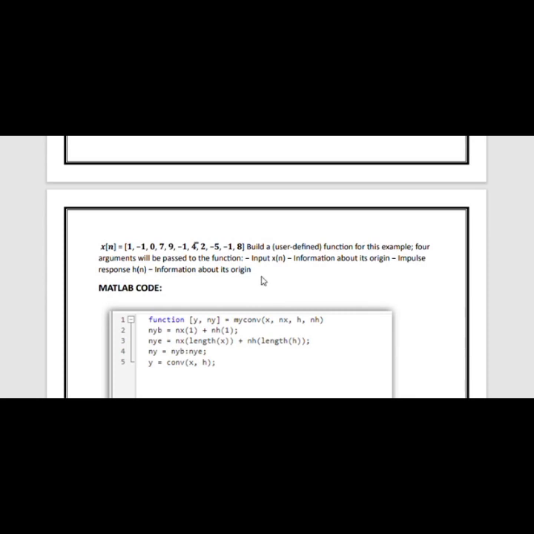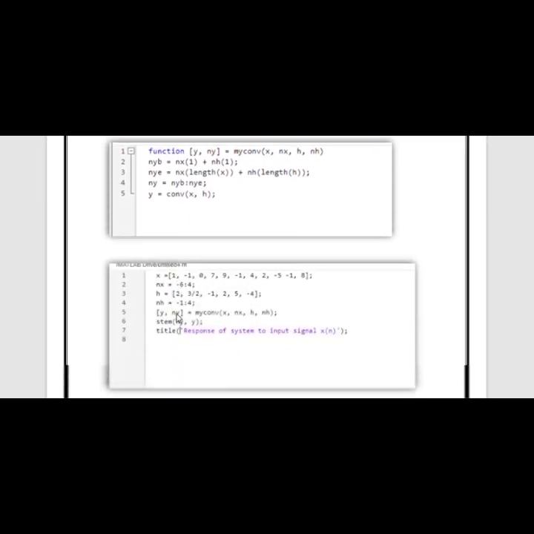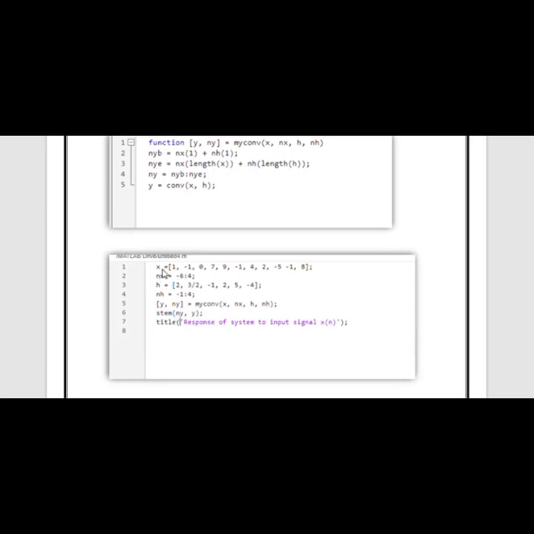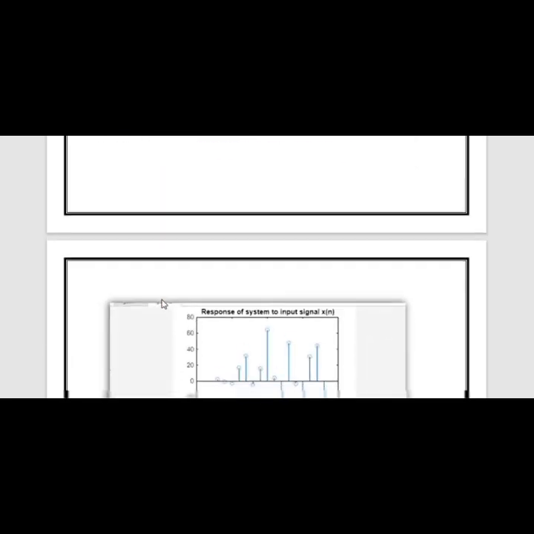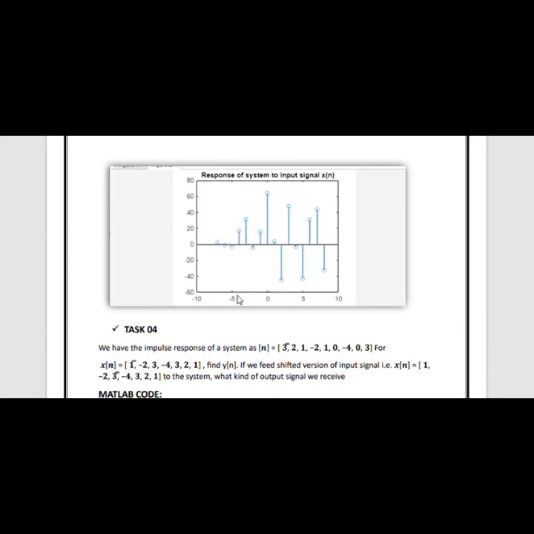The resulting output is the final convolution result. In task 3, compute the response of the following system, where the impulse response h of n is given and x of n is given, and build a function for this example. For example, four arguments will be passed: the input x of n, information about its origin, the impulse response h of n, and information about its origin.